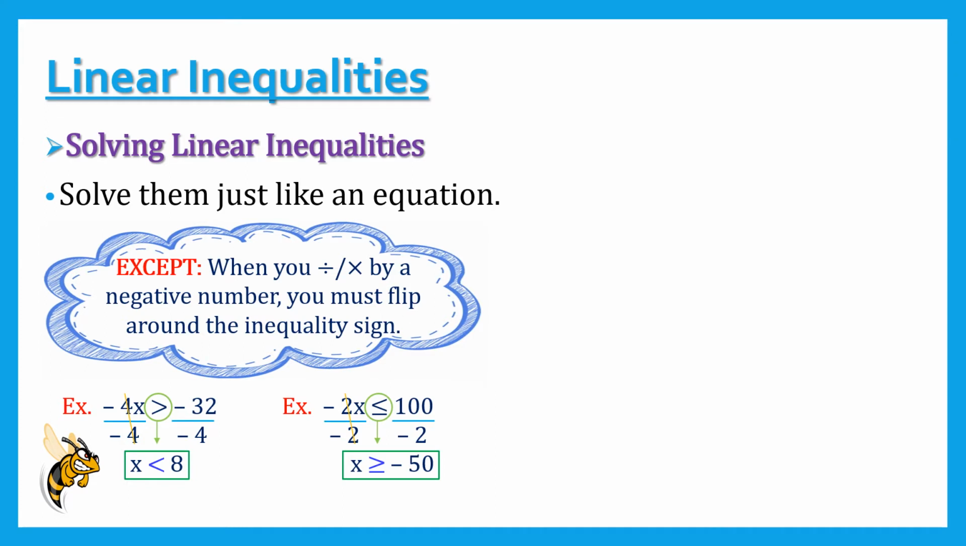So it's whenever you divide or multiply by a negative number that the inequality sign is turned in the opposite direction. Very important. Otherwise, your statement will not be correct. It will no longer be correct.